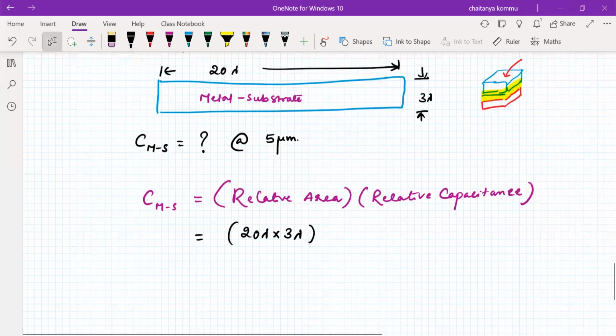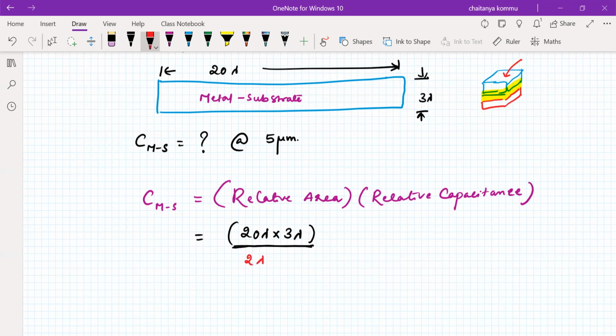The relative area is with respect to the gate to channel area. What is the gate to channel area? The usual practice is 2 lambda by 2 lambda, as we read earlier. The length of the channel must be minimum 2 lambda, and the minimum width of the channel is 2 lambda. So this is all about the relative area.